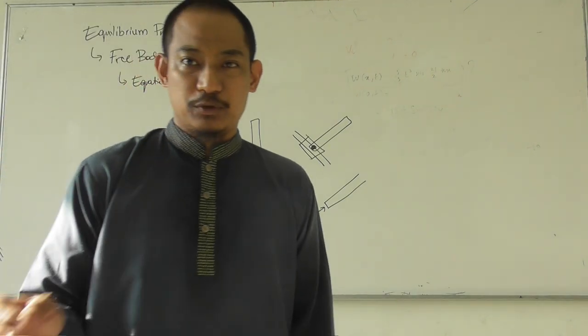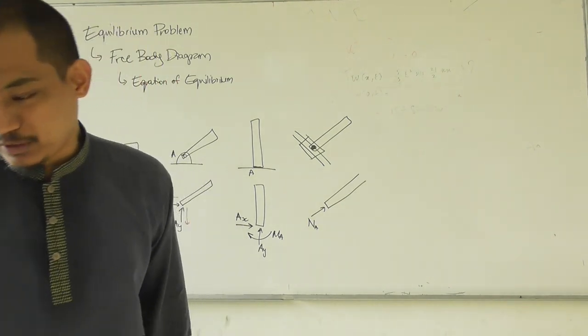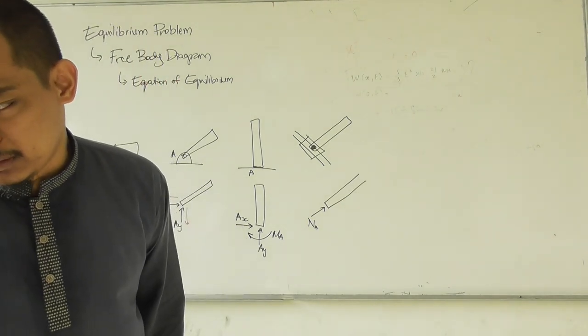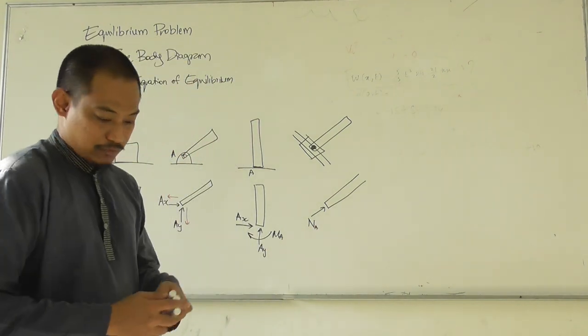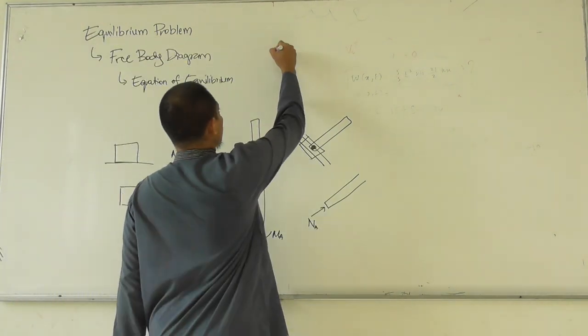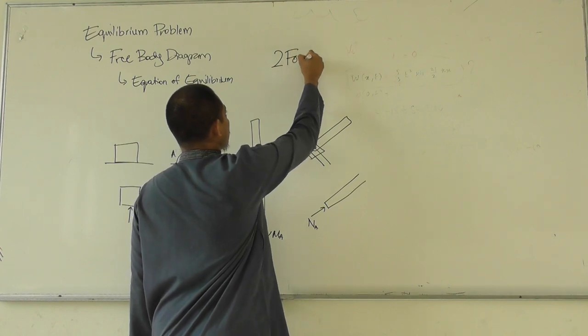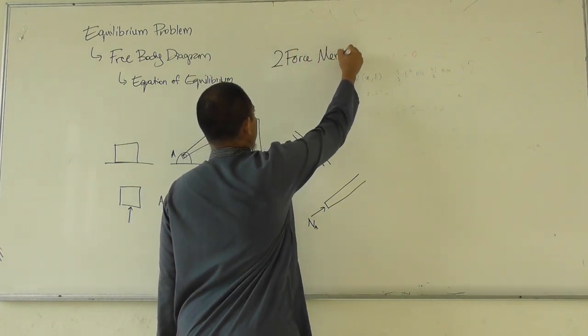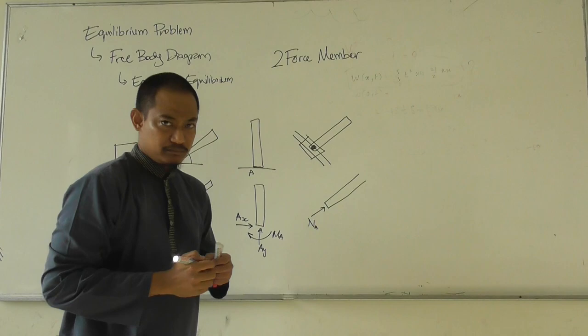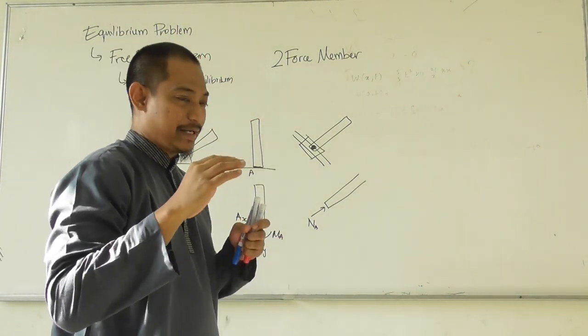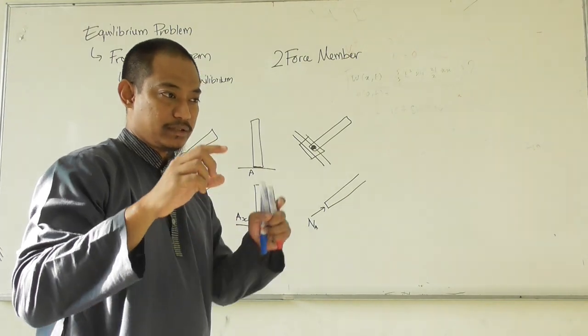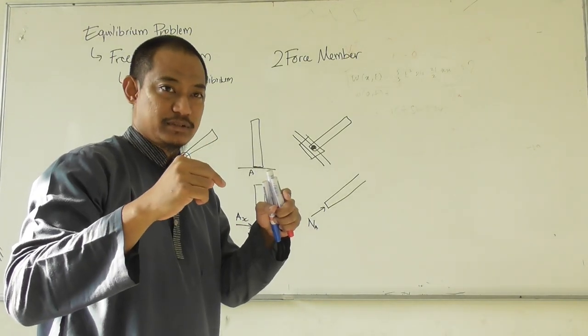Now next we go to 3D, right? And that's one concept actually that is applicable also for 2D and 3D, which we have covered, which is the two force member, right? Hopefully you still can recall this one. Two force member, what is it? It is by definition a member that has forces acting on it only at two points.